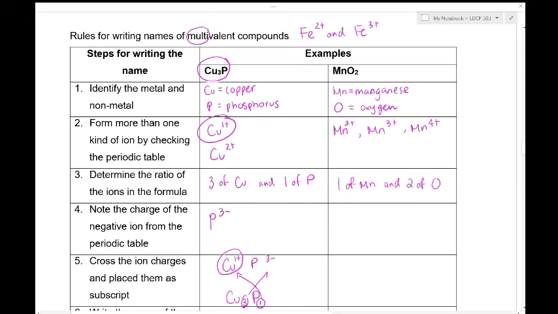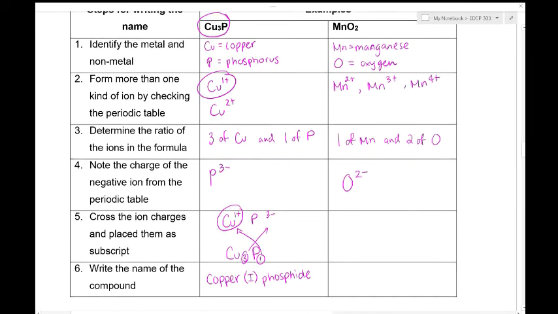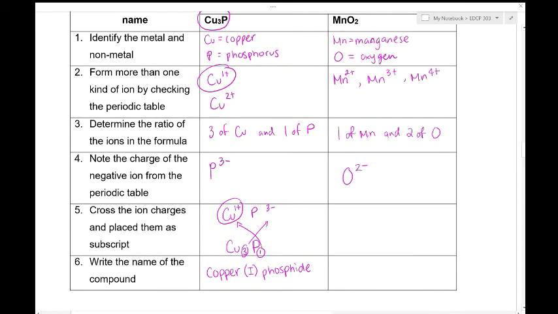Now note the charge of the negative ion for step 4. Oxygen is 2 minus. Now keep in mind, 2 minus. Step 5 tells us to cross the ion charges and place them as subscripts. So we're going to do what we've done earlier. Mn, I'm going to put the imaginary 1, O2. I'm going to write Mn on top as well, and we're going to crisscross these numbers and put them back on top. So you end up with 2 plus and 1 minus.